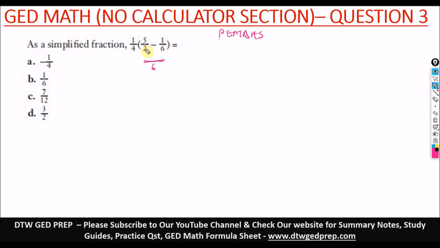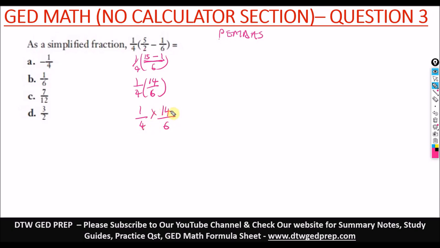So we find out how many multiples of 2 we are going to get in 6. That is 3, right? So we do 3 times 5, that's 15, minus how many 6 can we get in 6? That's 1, and 1 times 1 is 1. So here we have 15 minus 1, that's 14 over 6. Okay, so we have a 1 over 4 here. Remember this 1 over 4. So we have to multiply this, right? So that'll be 1 over 4 times 14 over 6.